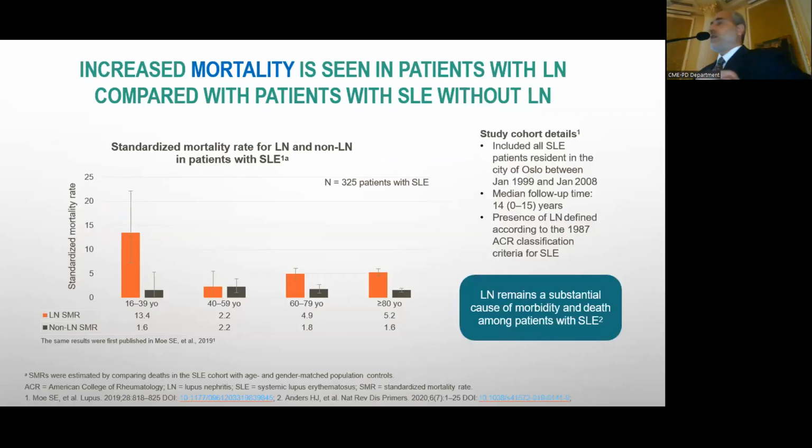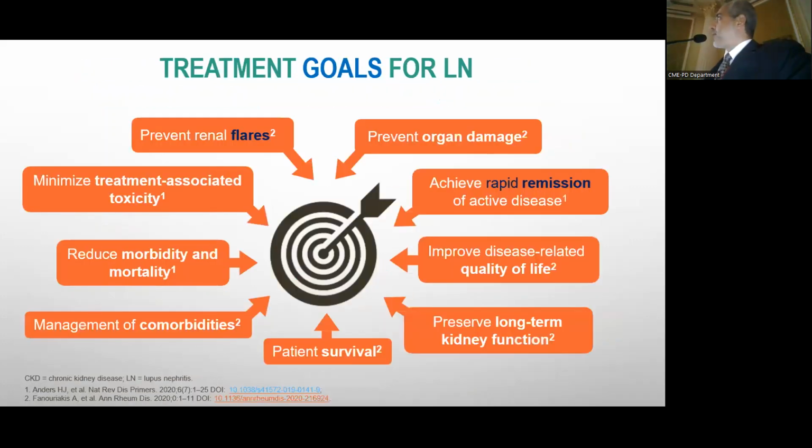Regarding mortality in patients with systemic lupus, with or without lupus nephritis: patients with lupus nephritis have a higher mortality rate, especially in the younger age group and the elder age group. But in the middle age group, patients with or without lupus nephritis have the same mortality rate compared to each other. The highest mortality rate among patients with lupus is in the youngest age group who have active lupus nephritis, as we see in the first graph.